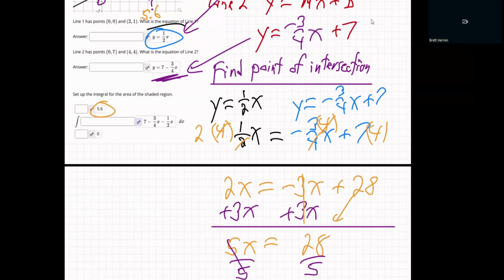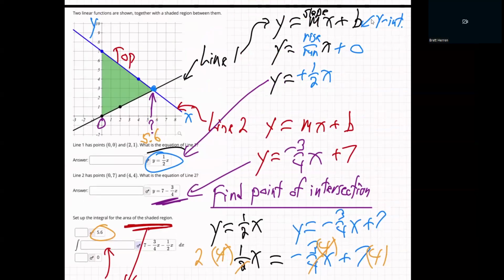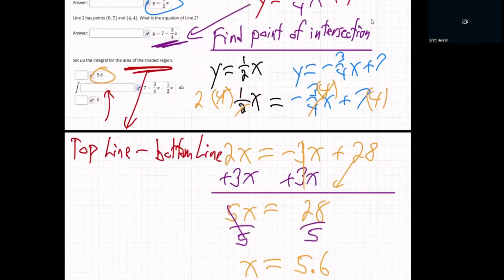Let me do that right here. This integral is going to be the top line minus the bottom line. That's how you find the area between. The area of the shaded region will be this top line minus this bottom line, and you'll get the area in between. So what's the top line? Well, that's line 2, this one, minus 3/4 x plus 7. So let me write that one down. The blue one is the minus 3/4 x plus 7. So that one minus the bottom one.